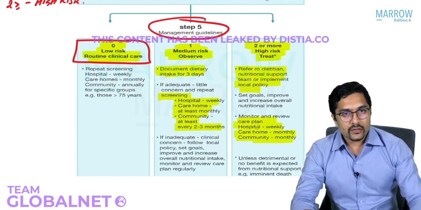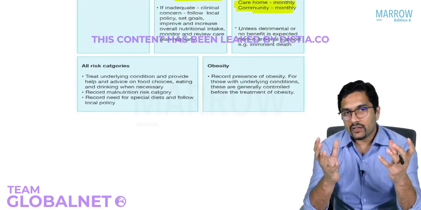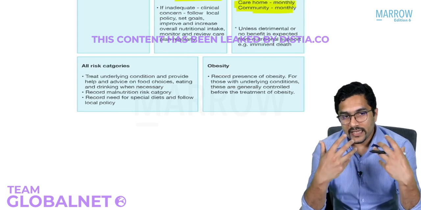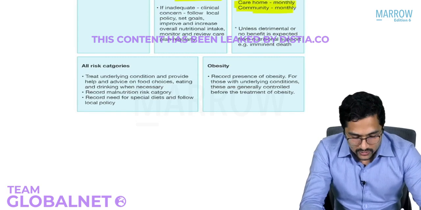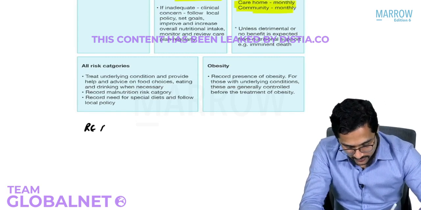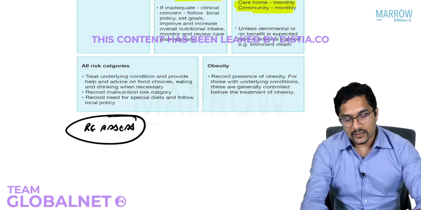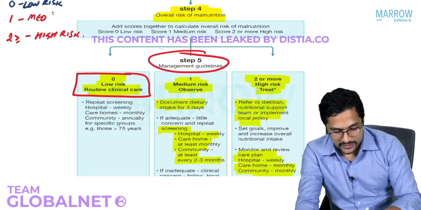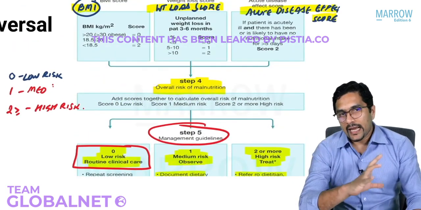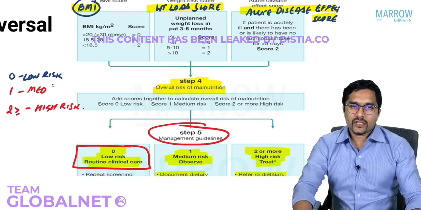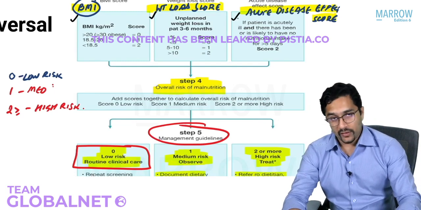Now, one thing you need to remember about the MUST score is that once you have calculated it, and once the interventions have been given, you have to reassess the score. So reassessment also has to be done. You have to reassess and treat again as well. So this is the Malnutrition Universal Screening Tool. What I want you to remember here is that it's a 5-step process, and I want you to remember the parameters included in the MUST score, that is BMI, weight loss score, and acute disease effect score.